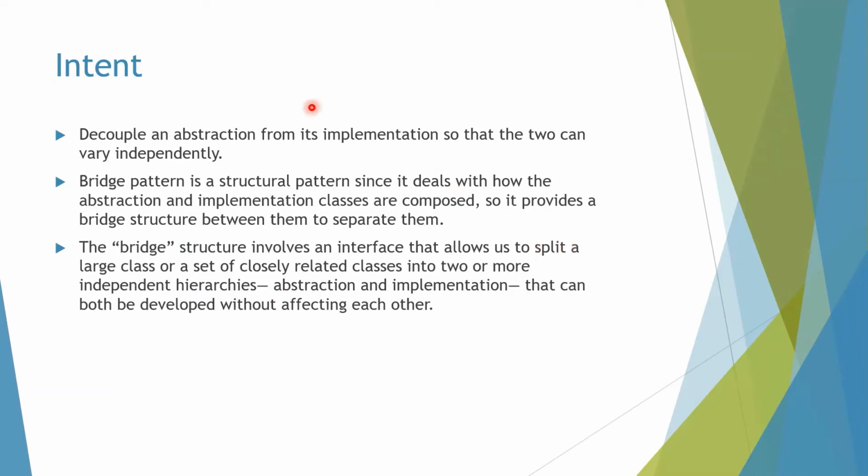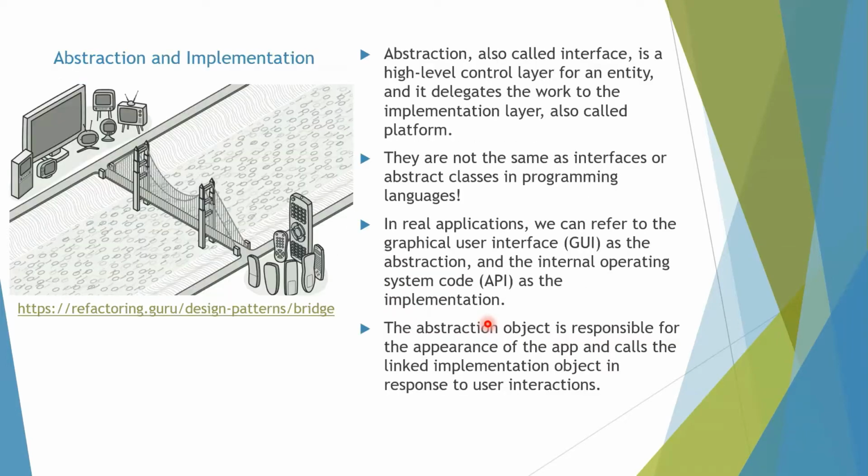To begin with the intent, this pattern decouples an abstraction from its implementation so that these two can vary independently. It does that by adding a bridge structure between the abstraction and implementation classes, so each one of these can be extended or modified separately. To put it in simpler terms, this pattern uses an interface that allows us to split a large class or set of related classes into two or more hierarchies, which are the abstraction and the implementation.